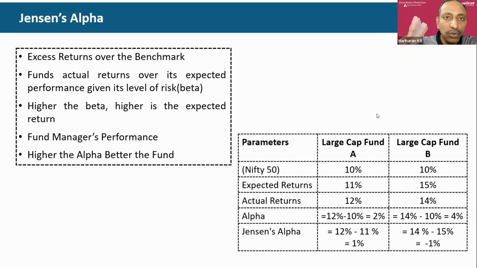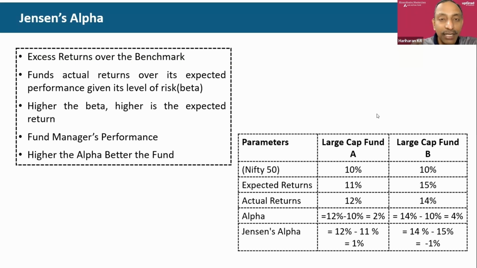So let's assume I've got two large cap funds, A and B, and both have the same benchmark, which is Nifty 50. And the Nifty 50 has delivered 10% returns. Now, the actual return delivered by fund A is 12%. The actual return delivered by fund B is 14%. So what alpha we normally look at is extra returns over the benchmark. The benchmark is 10. Fund A has delivered 12, so my alpha is 2%. Fund B has delivered 4% alpha. So what I would do is go and choose fund B, because it has delivered 4% alpha, right?